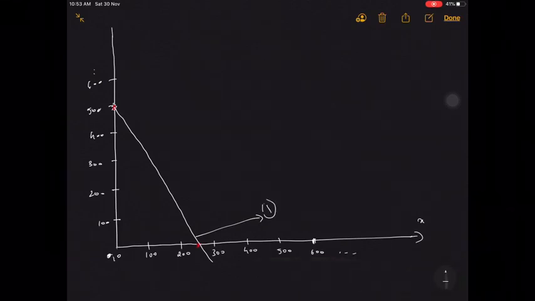So this is equation 1, that is 2x plus y is equal to 500.